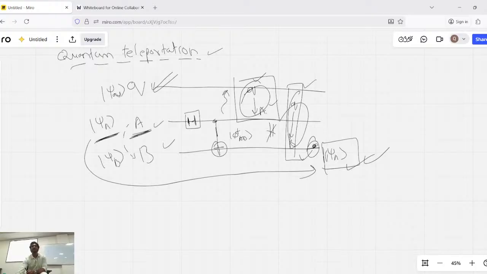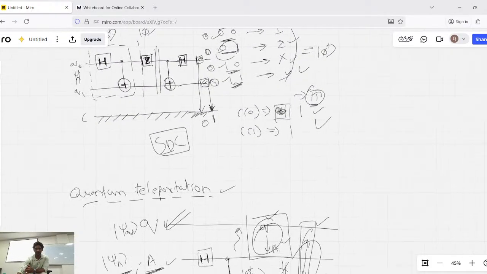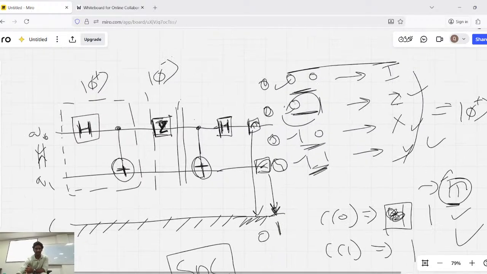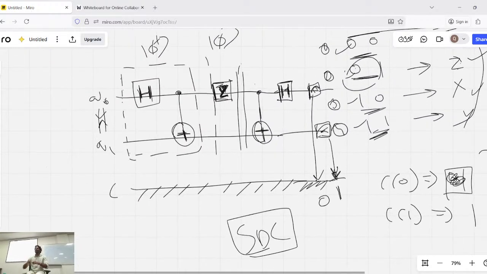Okay. Is my voice audible to the end? So what happens is that in that particular concept, what did I mention here? I mentioned that Q0 is with Alice and Q1 is with Bob. These two are entangled with each other.